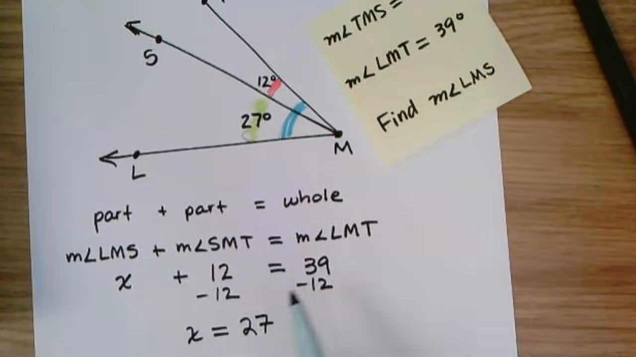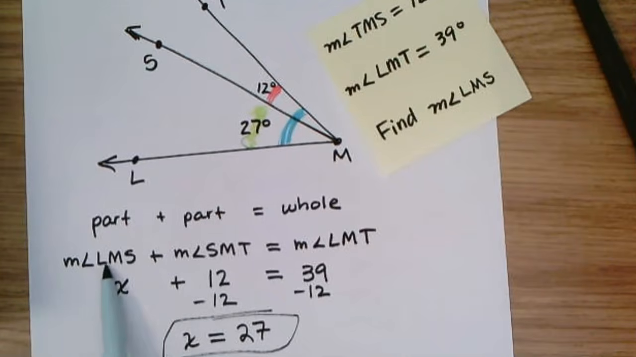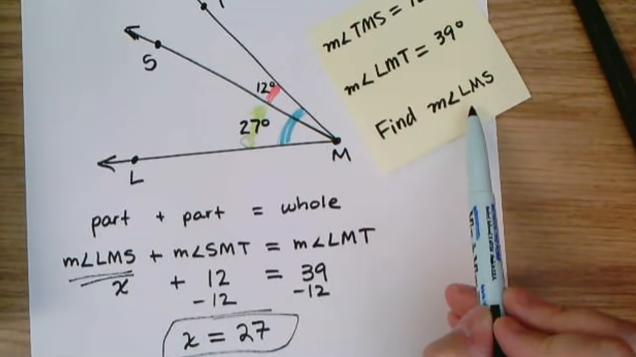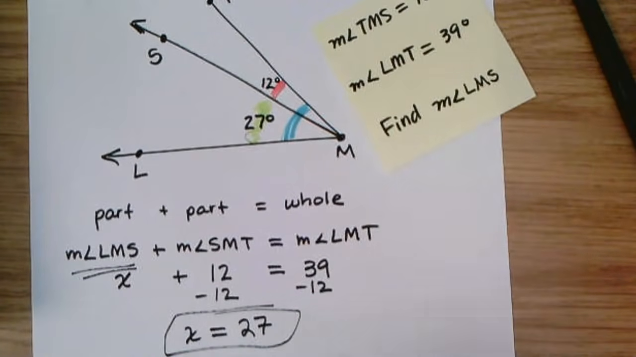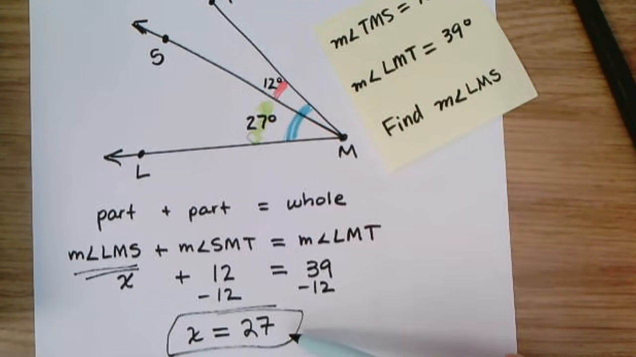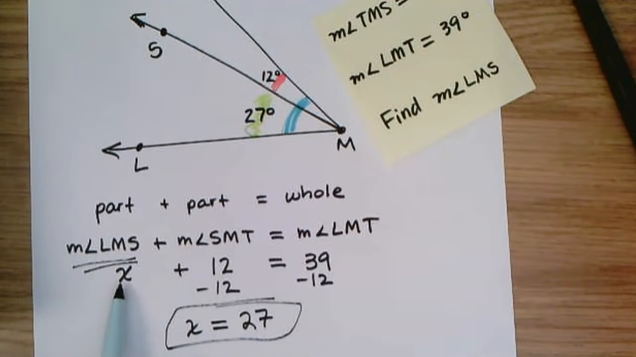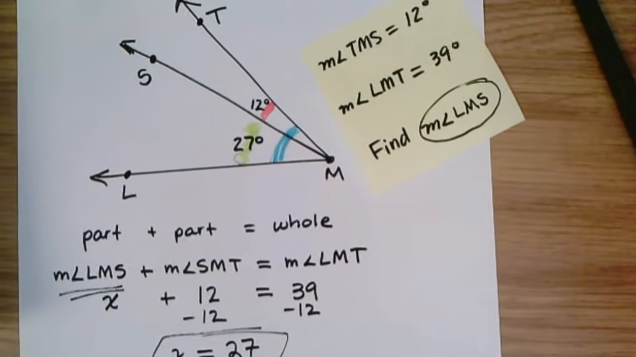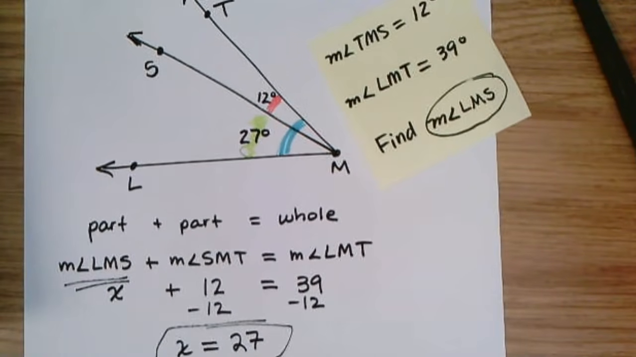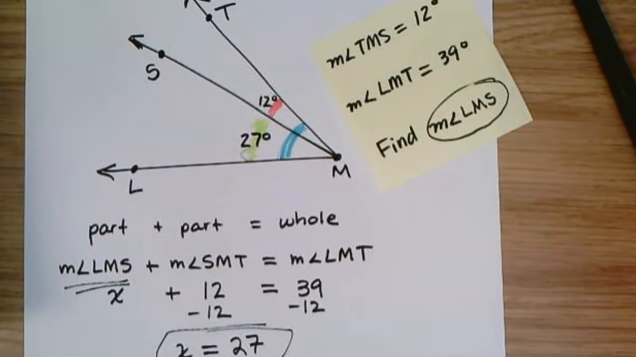So my answer for x was 27, and in this case, x stood for LMS, so that was what I was trying to find. Anytime you solve an equation, you have to check and say, is the variable what I was trying to find, or do I have to maybe go back and plug it in? But here the variable stood for the entire angle, and it was the one that we were trying to find, so there's nothing left to plug in. Okay, let's look at another example like that, one that's perhaps a little bit more algebraic.